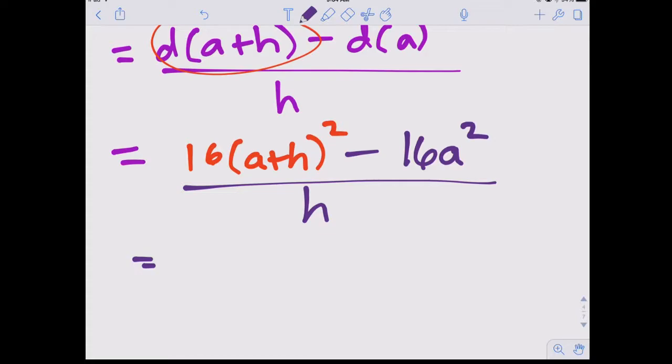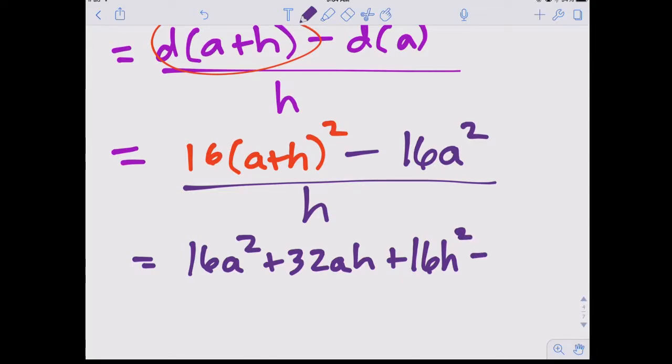So square the first, you get a squared. Distribute the 16, you get 16a squared. Multiply and double, and you get 2ah. Distributing the 16, you get 32ah. And then you square the last, you get h squared. Distributing the 16, you get 16h squared. And then minus 16a squared at the back end there. So we expand it out.